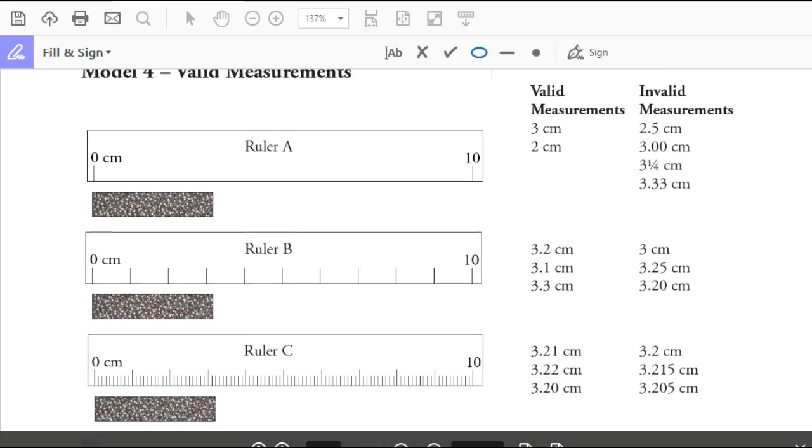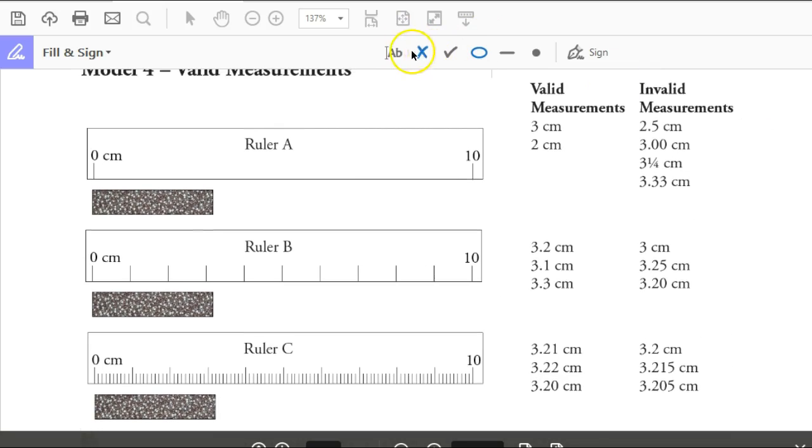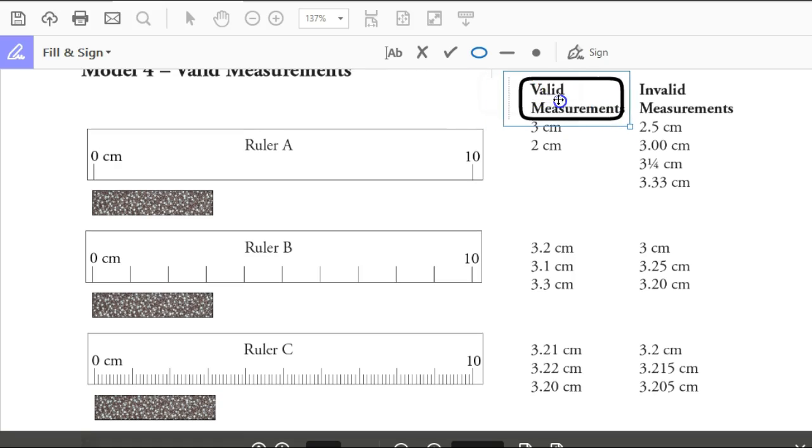Okay, so for these, you have to pay attention to the rulers. And you've got to remember that you're only looking at the valid measurements column. You're not looking at the invalid measurements at all because they're not asking for that. So, if you look at ruler A, you see a certain digit here at 0, and then you see a certain digit here at 10. So anything in between 0 and 10 has to be an estimation. So since 2 is between 0 and 10, that's for sure going to be an estimation, and so is 3. So they both get circles.